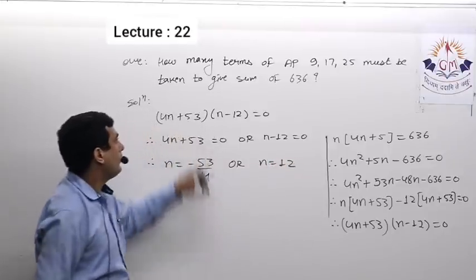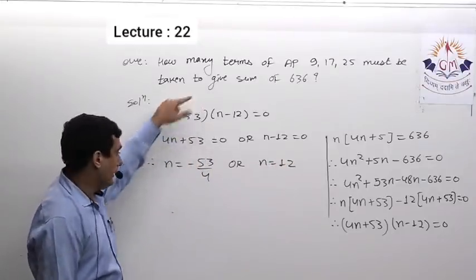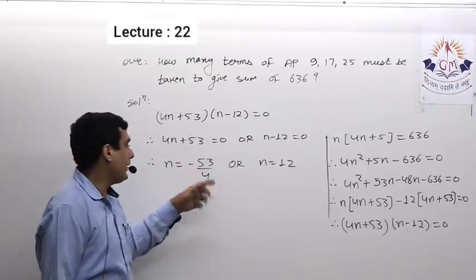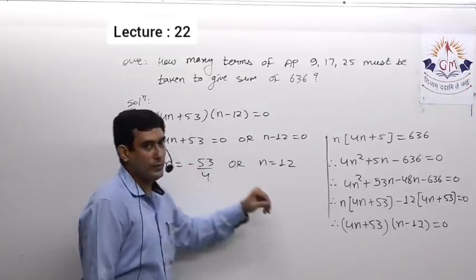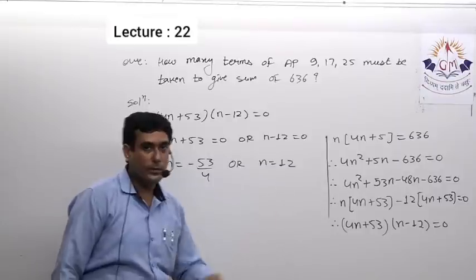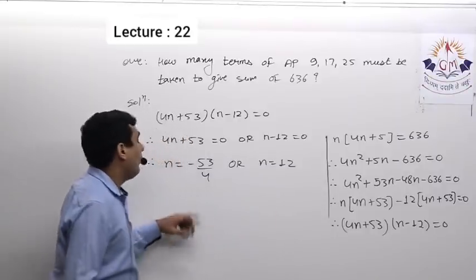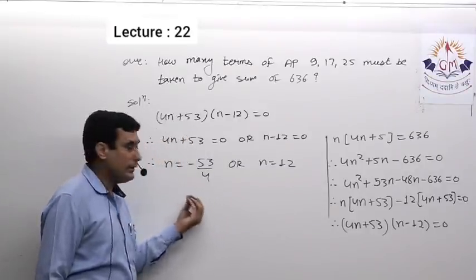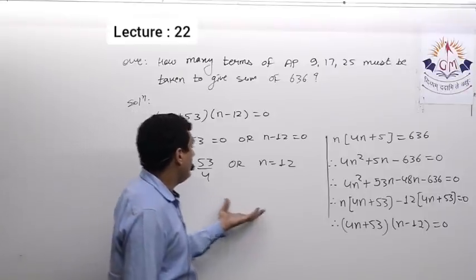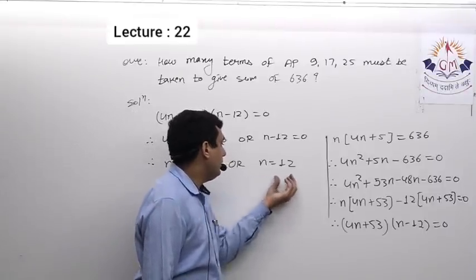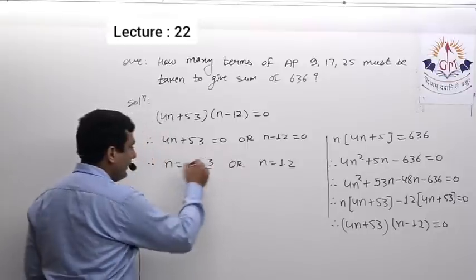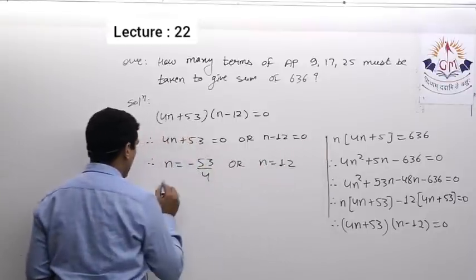Now n is what? n is the number of terms. It cannot be a fraction. We can't say that 53 by 4 terms or 1 by 2 terms. Terms are always natural numbers. Also it cannot be negative because the number of terms cannot be negative. Over here n equal to 12, so definitely we'll neglect this. So our answer is 12.